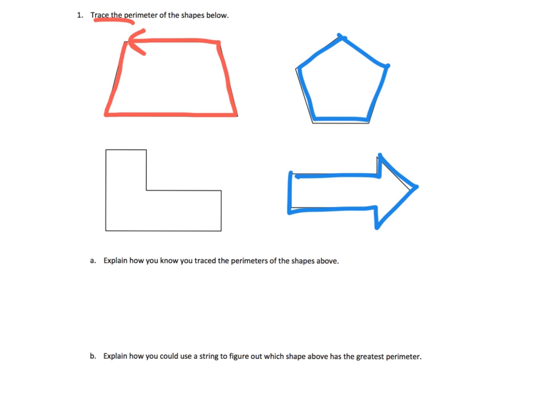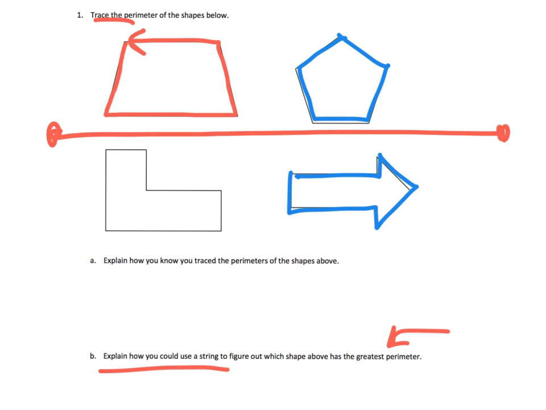An idea would be explain how you could use a string to figure out what shape has the greatest perimeter. So the idea is we need students to connect that if we used a piece of string to go around this, in this case the trapezoid, that string could then be straightened out, and we would have a length of string. And we could do the same thing with this pentagon, and then we could compare the two pieces of string to figure out which figure has the longer, or the greater, perimeter. And that's the idea of this question down here.